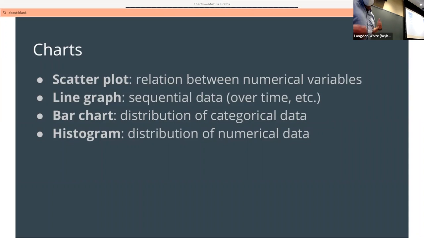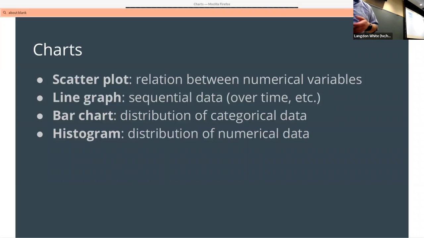And then just to review all of the charts that we've talked about so far, there's obviously a ton of others, but these are the ones that we'll be using in this class. We have a scatter plot, which is the relationship between two numerical values. Then we have a line graph, which is sequential data, usually over time. It could be over other things, but typically we have time on the x-axis. And then a bar chart is the distribution of categorical data. And then lastly, we have the histogram, which is the distribution of numerical data over a space.